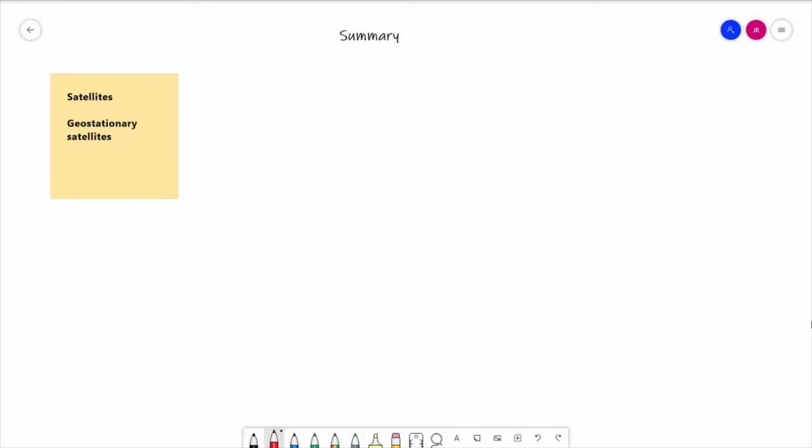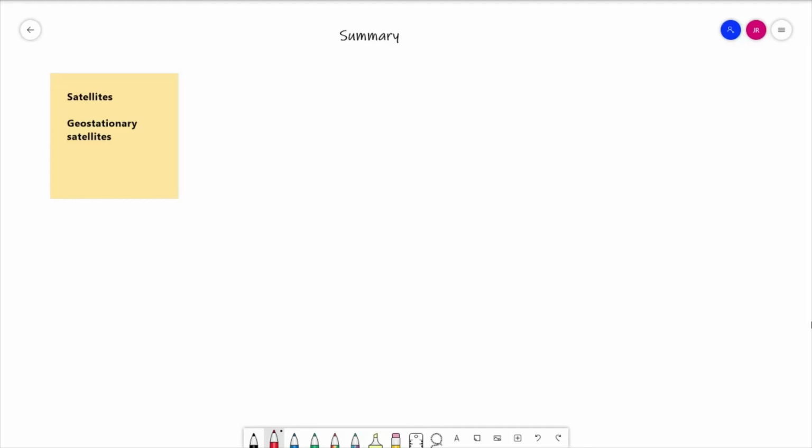So to summarise then, obviously I know this has been a relatively short video, but like I said, this was just the last little bit that we needed to worry about with the gravitational fields topic. So in this one we've looked at satellites, and we looked at a couple of different categories of satellite orbits around the Earth, but the main thing that you need to know about is how geostationary satellites work.